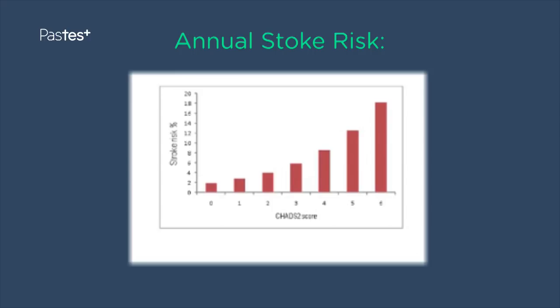If you have 0 points, your risk is below 2% of annual risk of stroke. And you can see this rises markedly to over 18% if you have 6 points on the CHADS-2 score. Now, very simply, if you have a CHADS score of 0, you need to use aspirin only in your prescribing. If you have a CHADS-2 score of 1, you have a choice of either aspirin or warfarin. And if you have a CHADS score of more than 1, the guidelines recommend warfarin therapy.